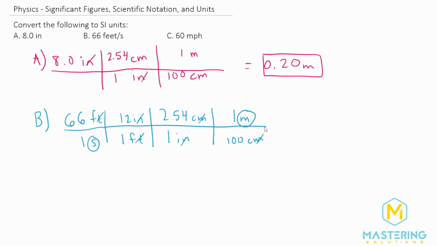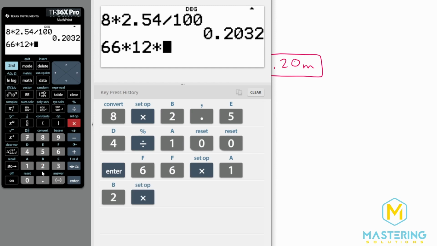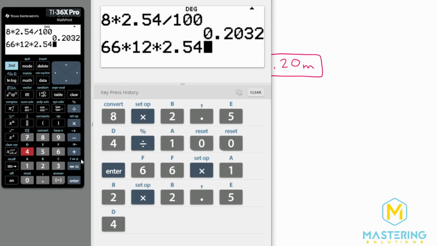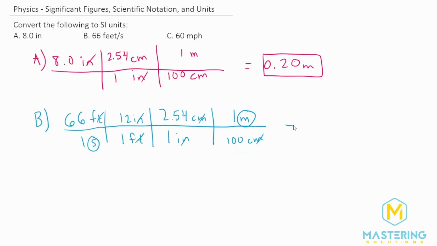So now let's calculate this out. 66 multiplied by 12 multiplied by 2.54 divided by 100. And so that gives us 20 meters per second. 20 meters per second for the velocity in standard units.